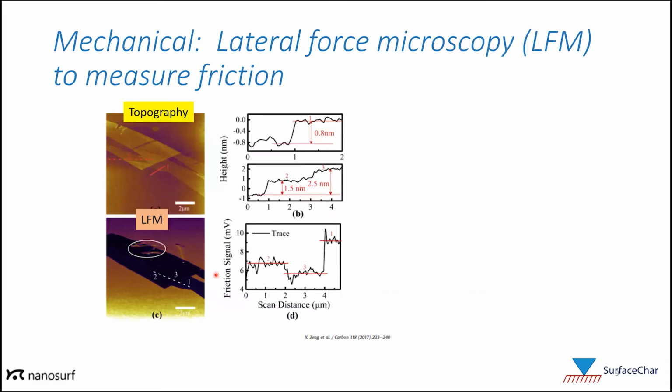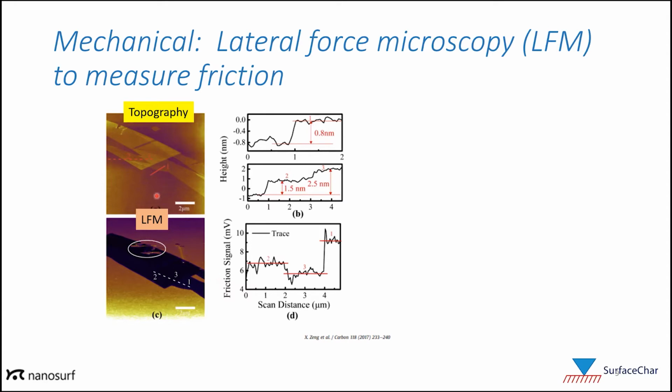Now, the very first mechanical property measurement ever done with AFM was lateral force microscopy, or LFM, to measure friction. What we do in this mode is we scan at an angle perpendicular to the cantilever axis, and we measure the side-to-side motion of the cantilever as we do this. And through calibration, we can then correlate that to the friction on the surface.